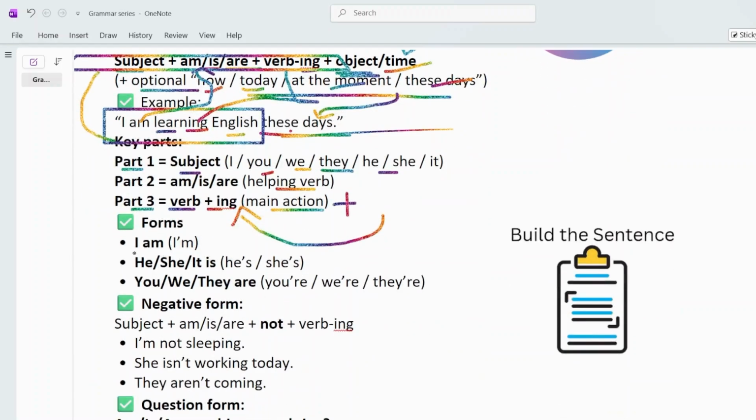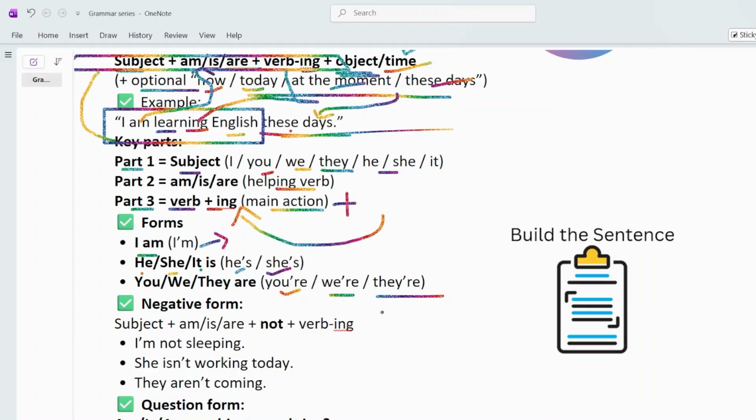So I am can be written as I apostrophe m. These are known as contractions. He, she, it can be written as he's or she's, meaning she is or he is. You, we, they, are can be written as you apostrophe re. Same thing with we are and they are. So these are the contractions.